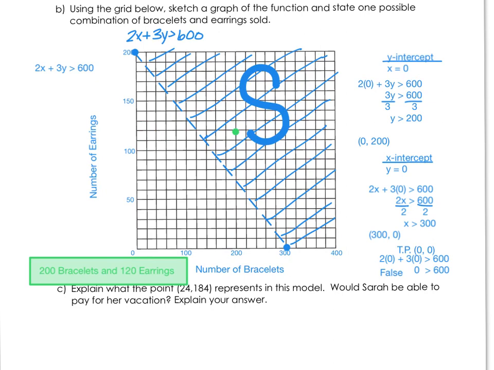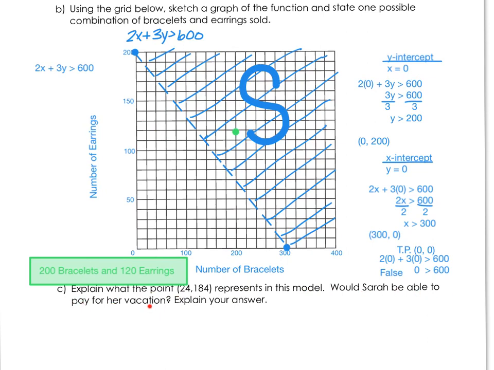Just a reminder, I use the x-intercept and the y-intercept for this one. You could also have taken this 2x plus 3y is greater than 600 and got it into y equals form instead, and then gone to second graph, well, put it in y equals, and then second graph to look at the table, write down a table of values, and plot from that. Either way is fine.